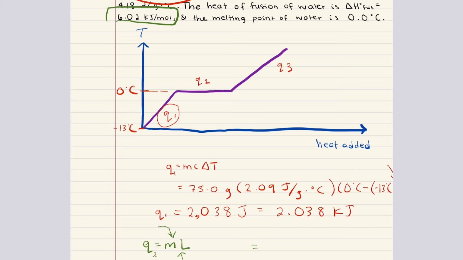There's a problem. Our L value here is going to be our heat of fusion, which has units of kilojoules per mole, and our mass has units of grams. So here we're going to have to add an extra step where we convert our grams of water into moles of water, and then multiply the moles of water with our heat of fusion to make sure that our units cancel out appropriately, and we get our heat for the second segment in units of kilojoules.